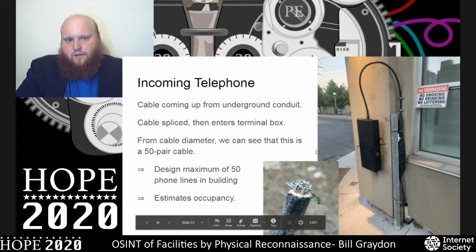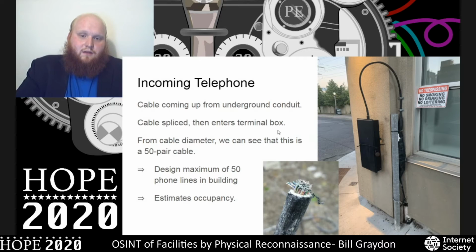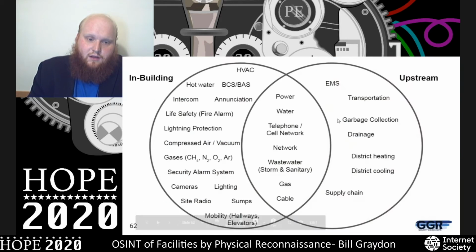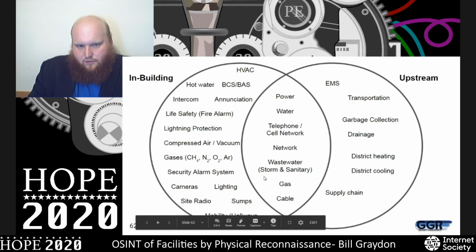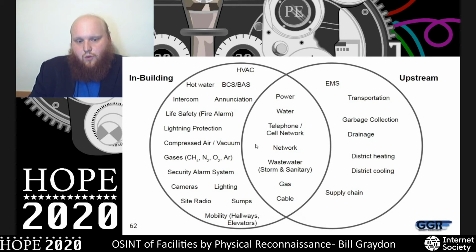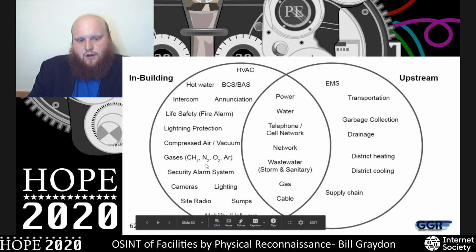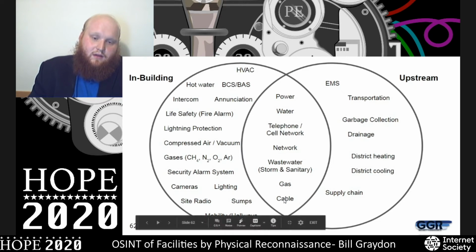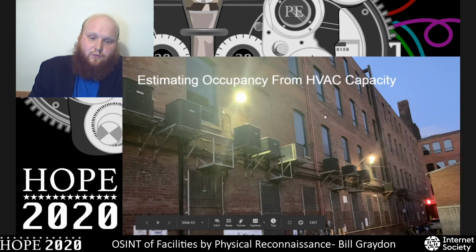And so we can tell that when this was being planned for by the telecom company, they usually conservatively guess that the absolute maximum we'd ever see in here would be 50 phone lines. It gives you a sense of the occupancy. There are loads of other utilities that buildings require, ones that are internal to the building entirely, ones that come from an upstream source, and ones that are entirely external. And looking at the incoming utilities for other things, we can also tell.